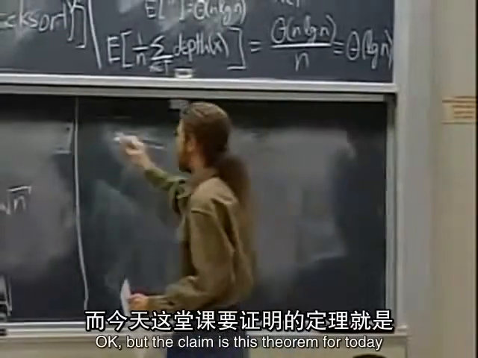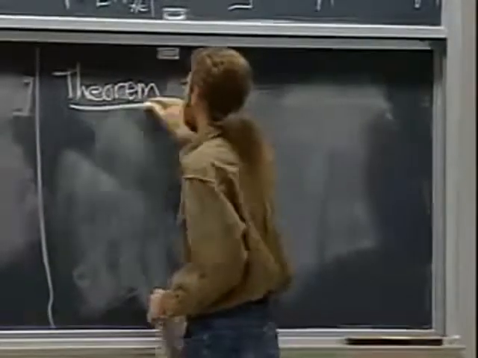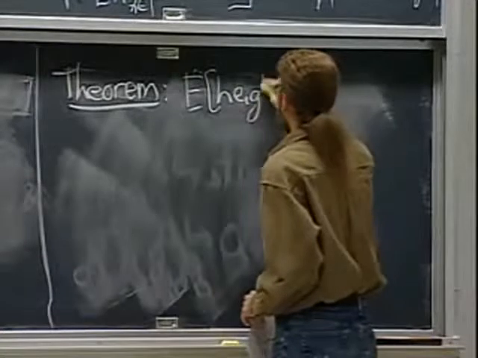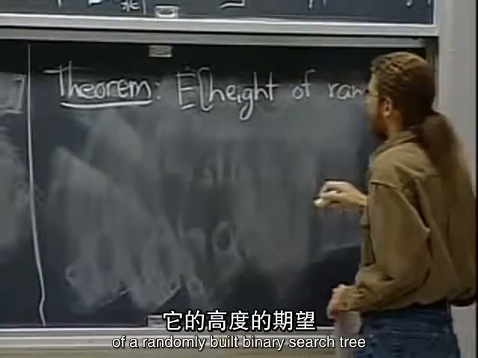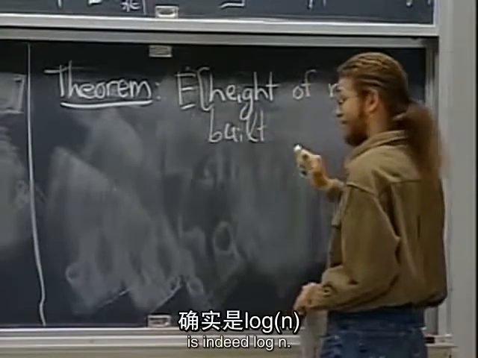Okay, but the claim, the theorem for today, is that the expected height of a randomly built binary search tree is indeed order log n.